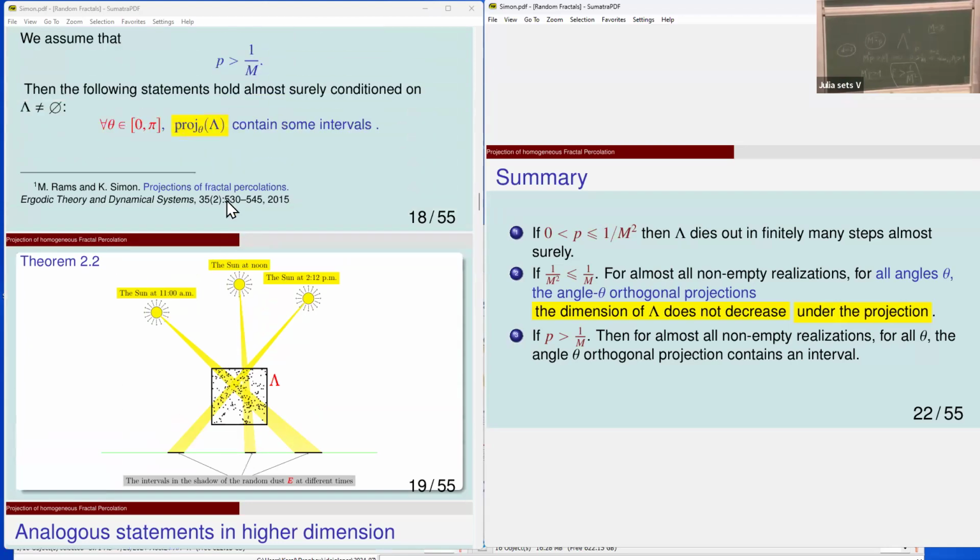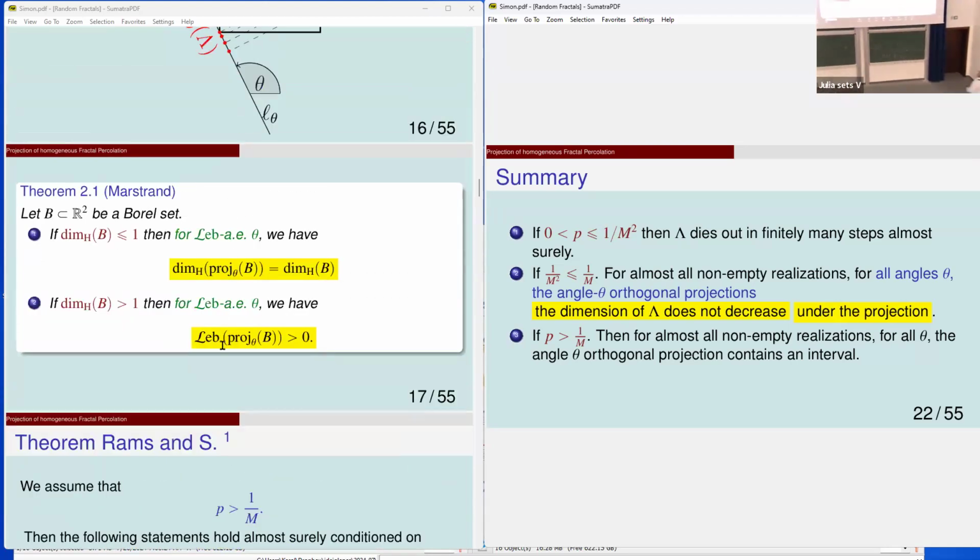I forgot to mention the other part of the Marstrand theorem, because the Marstrand theorem consists of two parts. If the dimension is big, then in general what you can expect is that for almost every direction the projection has positive measure, but we proved that for all directions, not almost every, the projection has non-empty interior. The Marstrand theorem also says that for almost every direction the projection preserves the dimension, and here we proved, also with Michał Rams, that the dimension is preserved for all directions, not just almost every. And this is basically written here as a summary.